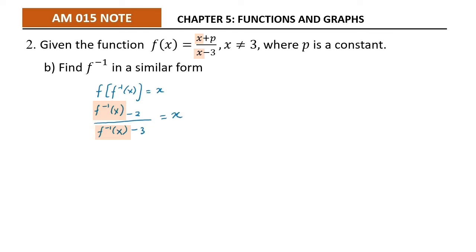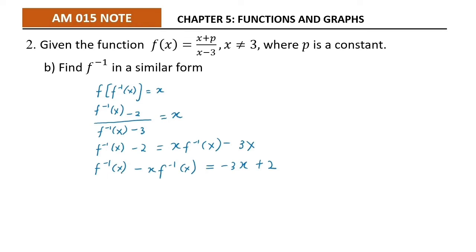Then solve for f inverse. So f inverse minus 2 equals x times f inverse minus 3x. Group f inverse on the left hand side, f inverse minus x of f inverse equals negative 3x plus 2. Factorize f inverse, so (1 minus x) f inverse equals negative 3x plus 2. And then f inverse equals (negative 3x plus 2) divided by (1 minus x).